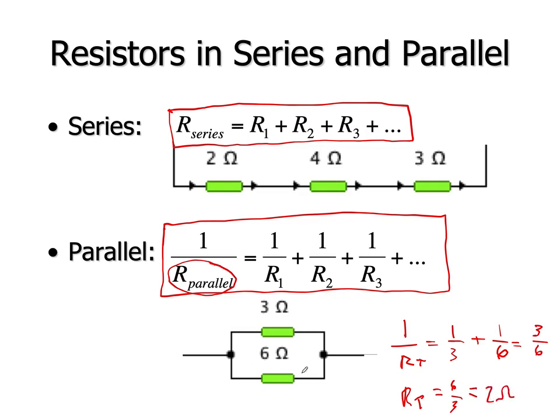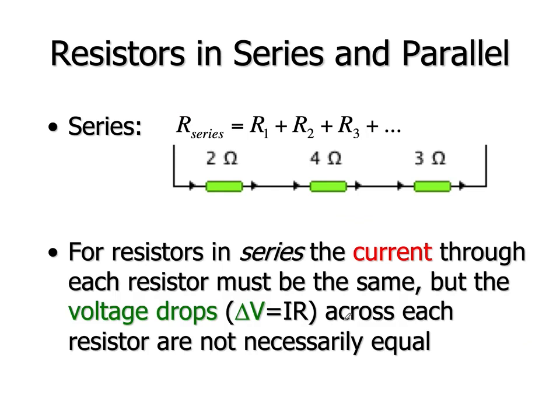So these two together act as if they're a single 2 ohm resistance, which is smaller than either one of them. Why? Because now current can go either this way or it can go this way. It now has multiple paths of getting through. It's not forced to just go through one or the other. Even though each one of these has some resistance, by giving it multiple paths, it reduces the overall resistance of that part of the circuit.